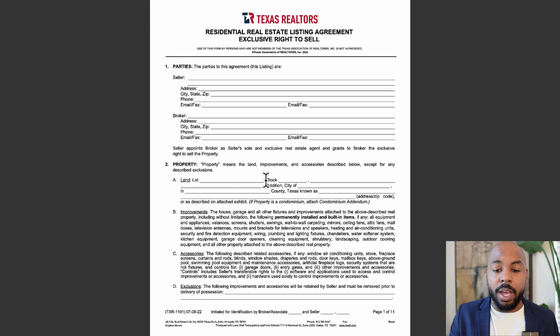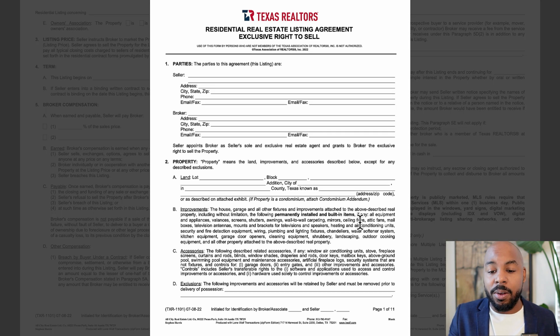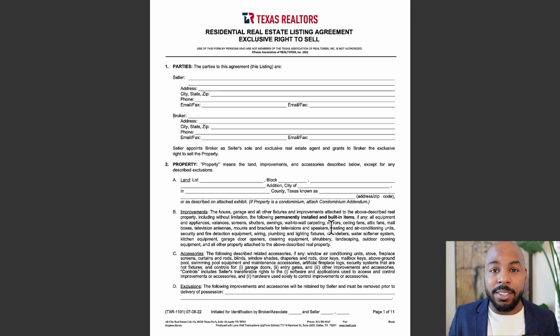Next, it's going to talk about the actual property. Property is going to be the land, improvements, anything attached to the land. So this is going to be the legal description of your property. This will talk about the improvements that convey with the property. And one thing that really pops out here is anything permanently installed and built in, okay? So if you turn the house upside down, if you have to shake it for the thing to fall off, then that probably means it's a part.